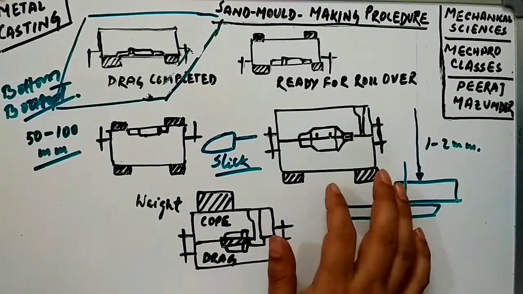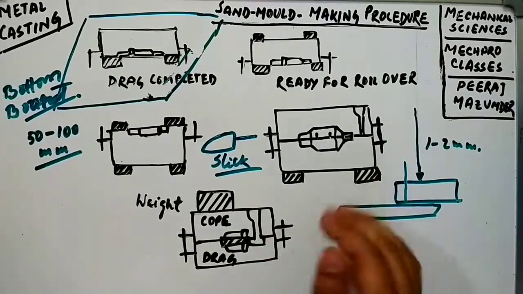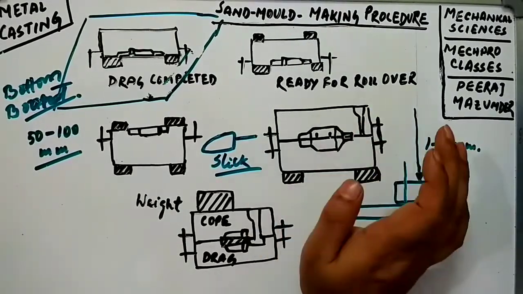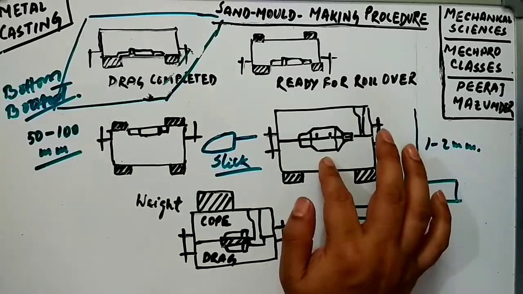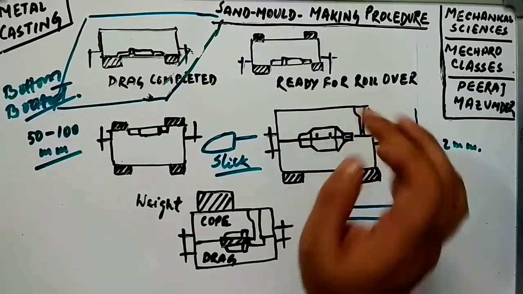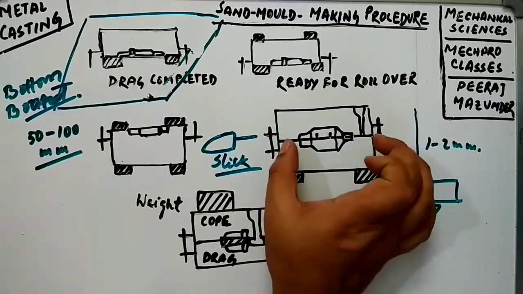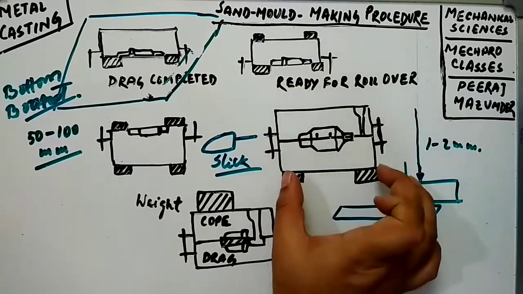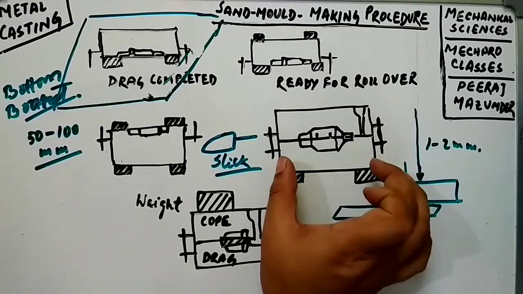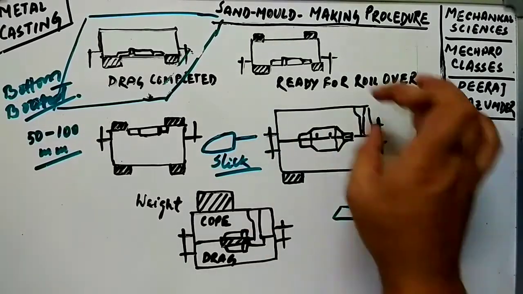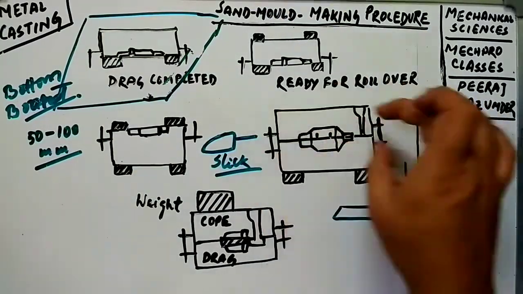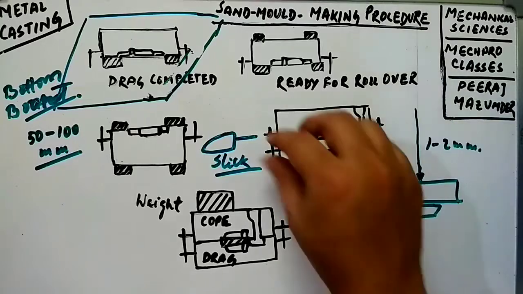Now the cope box is placed above the drag pattern. The upper portion is known as cope and the lower portion is known as drag. So you have to place the cope above the drag, aligning it and keeping it in line. Check whether it is aligned or not. These are the supports, you already know. Keep in mind that it is aligned so that you can tighten it up.